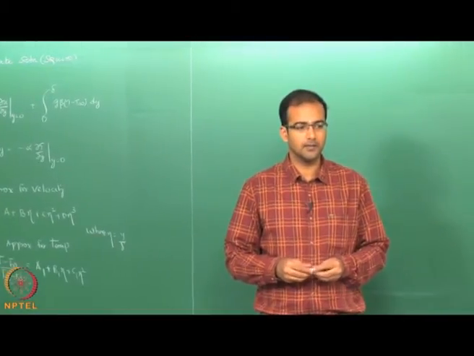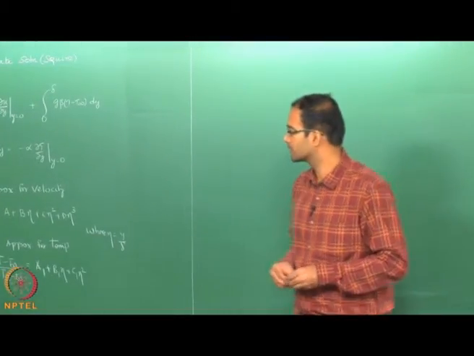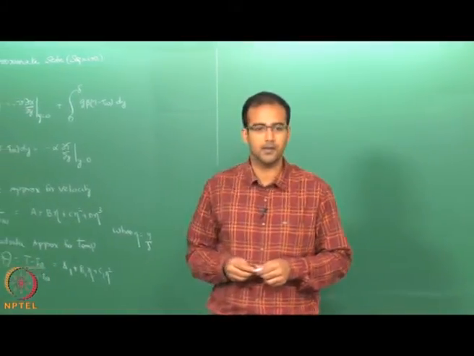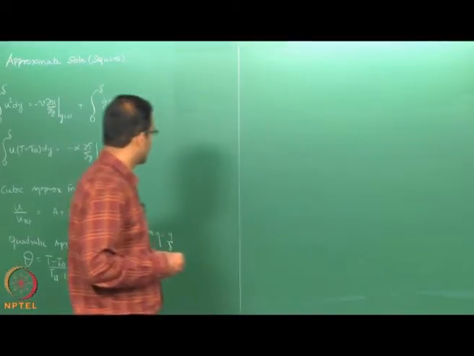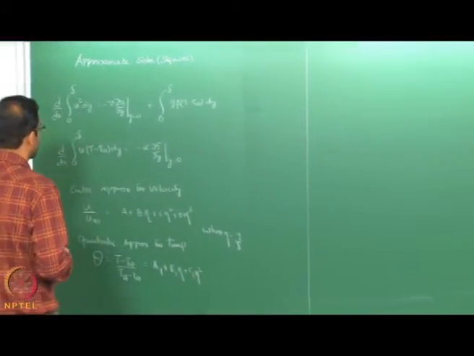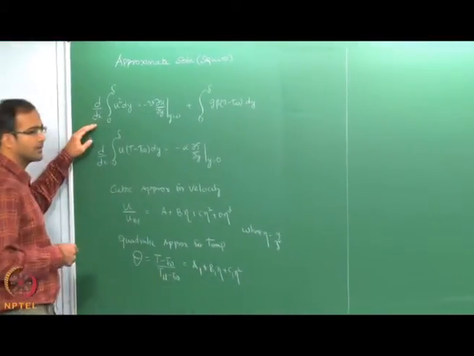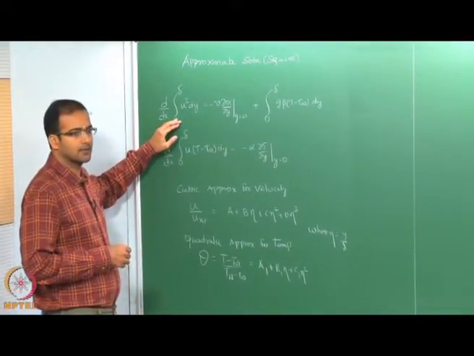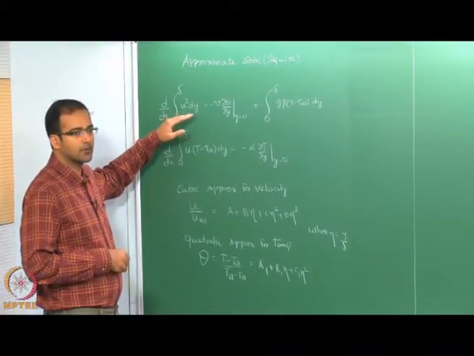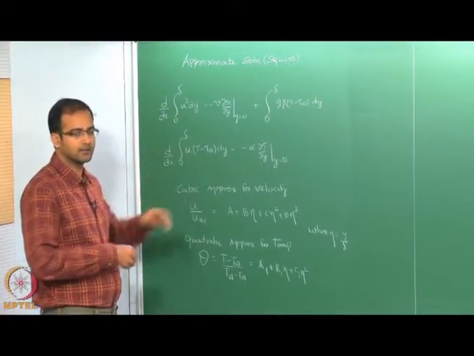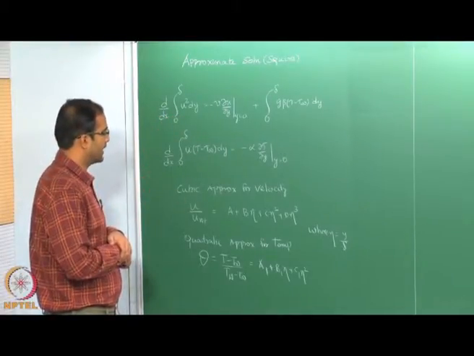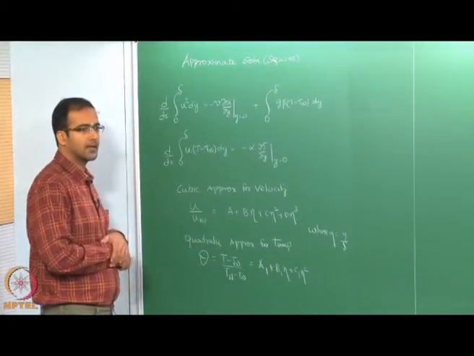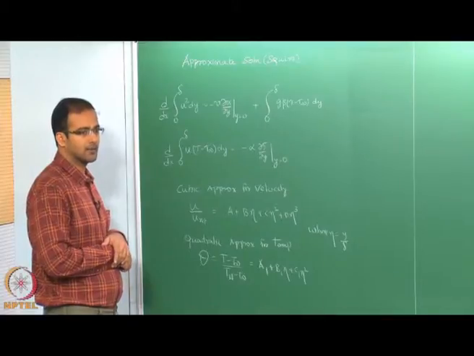So, good morning. Today we will continue our discussion on the approximate solution which was attempted originally by Squire, and in this case we write down the integral formulation of the boundary layer equations for natural convection. So, we have the momentum integral equation and the energy integral equation which was derived, and the approximation comes in the form of making a guess for the velocity and temperature profiles.